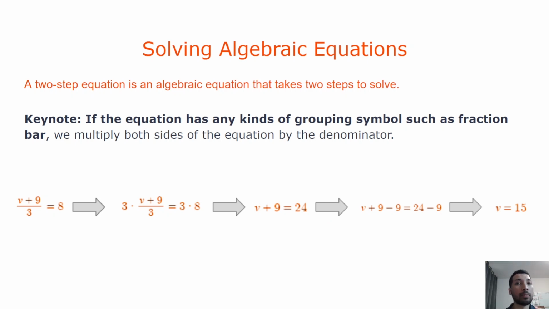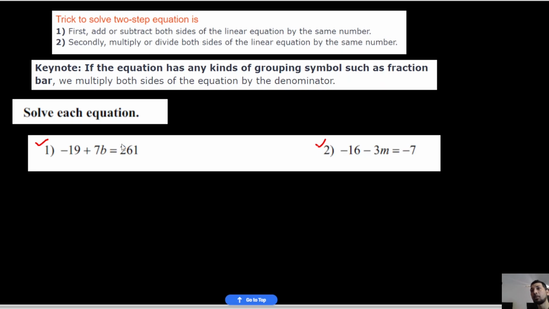Let's do some practice problems to gain more efficiency on this concept. So let's see how to solve these two problems over here. We'll be using these strategies for solving two-step equations. So if there are no grouping symbols, we'll be using addition or subtraction first. And then in the second step, we'll be using multiplication or division. So let's look at this. Number 1, we have negative 19 plus 7b equals 261.